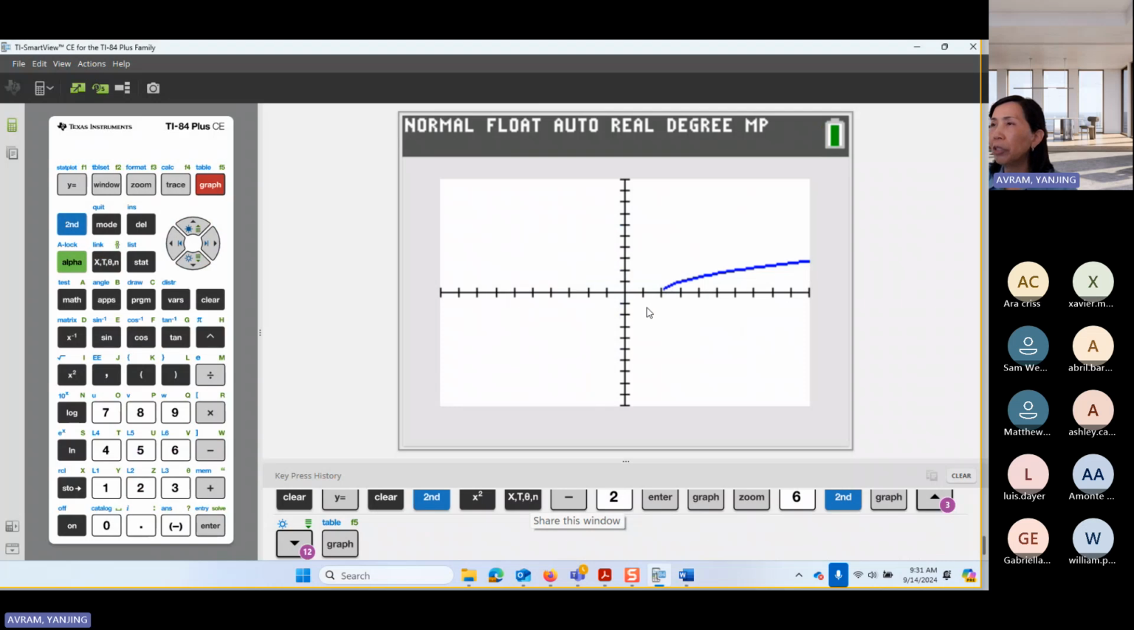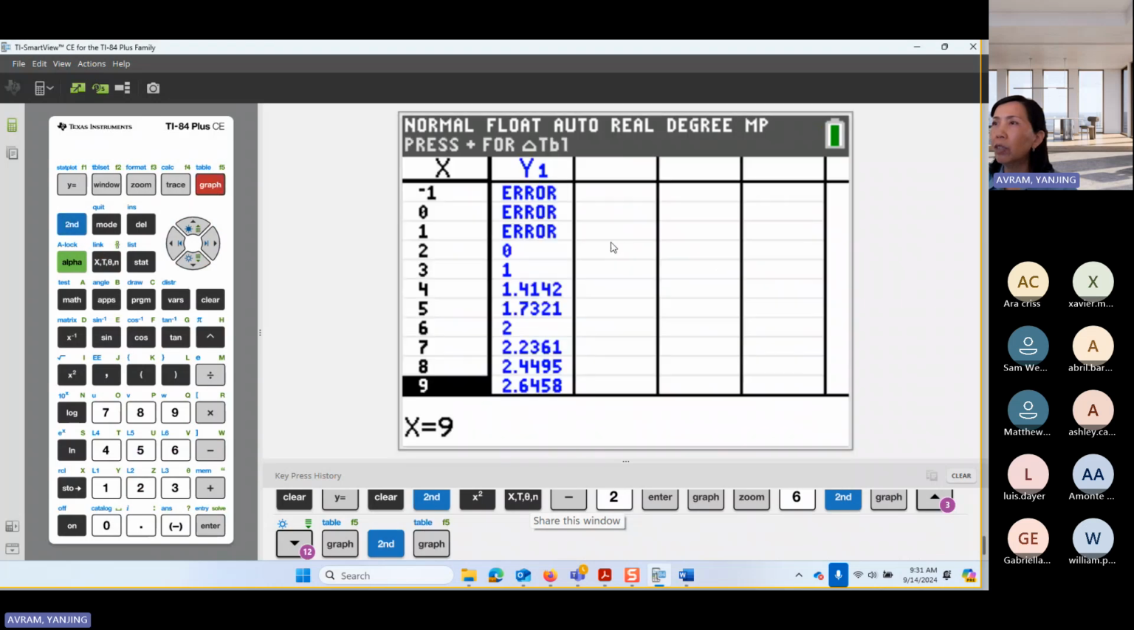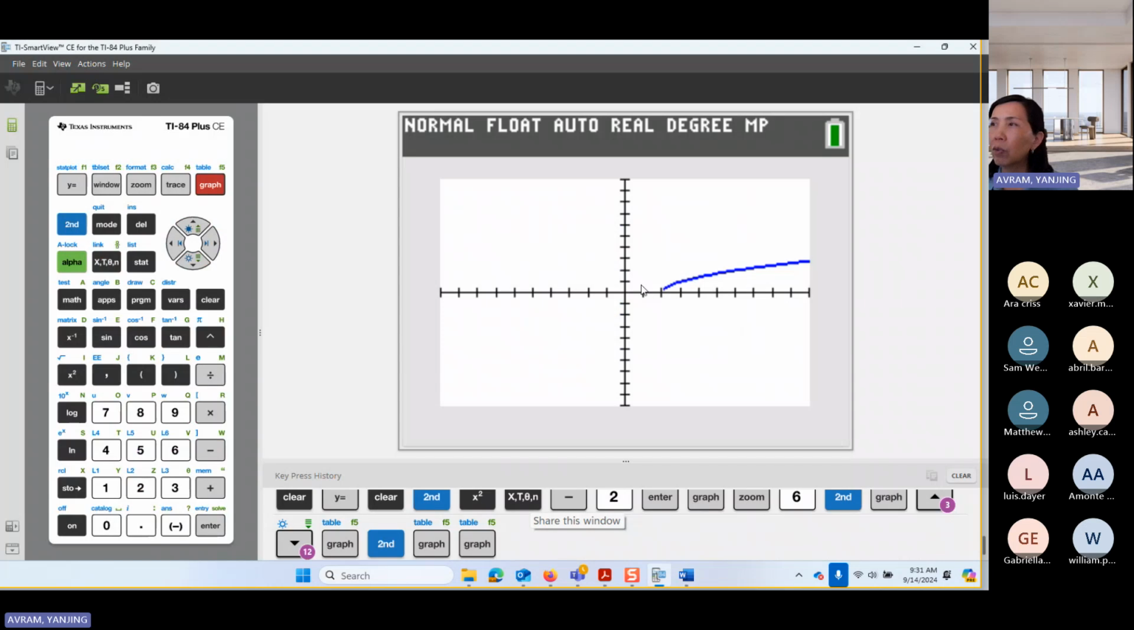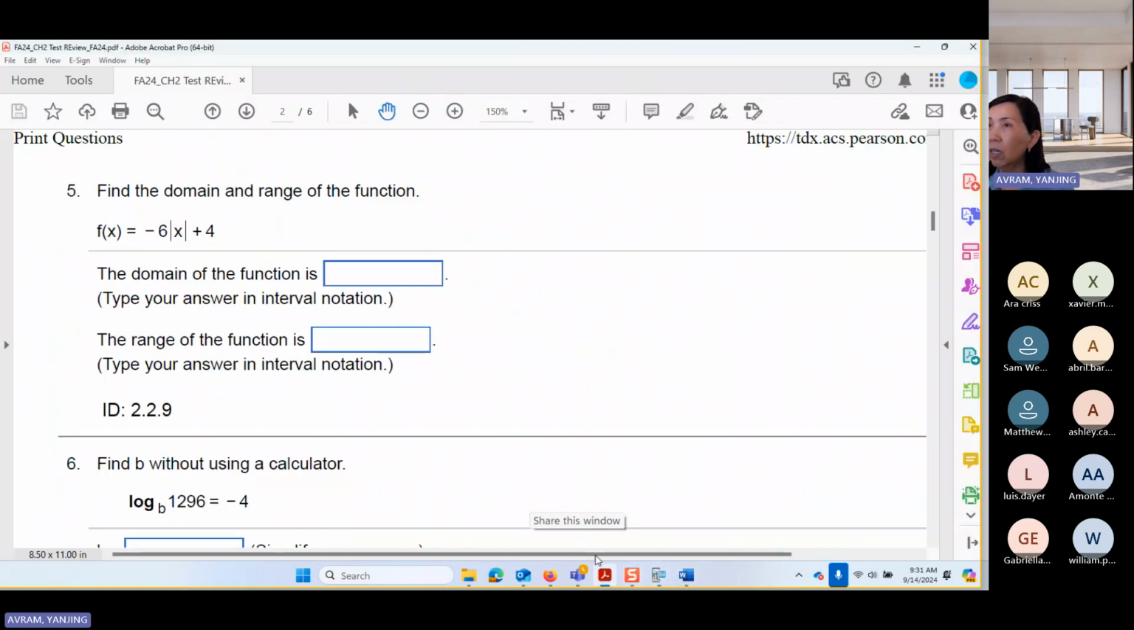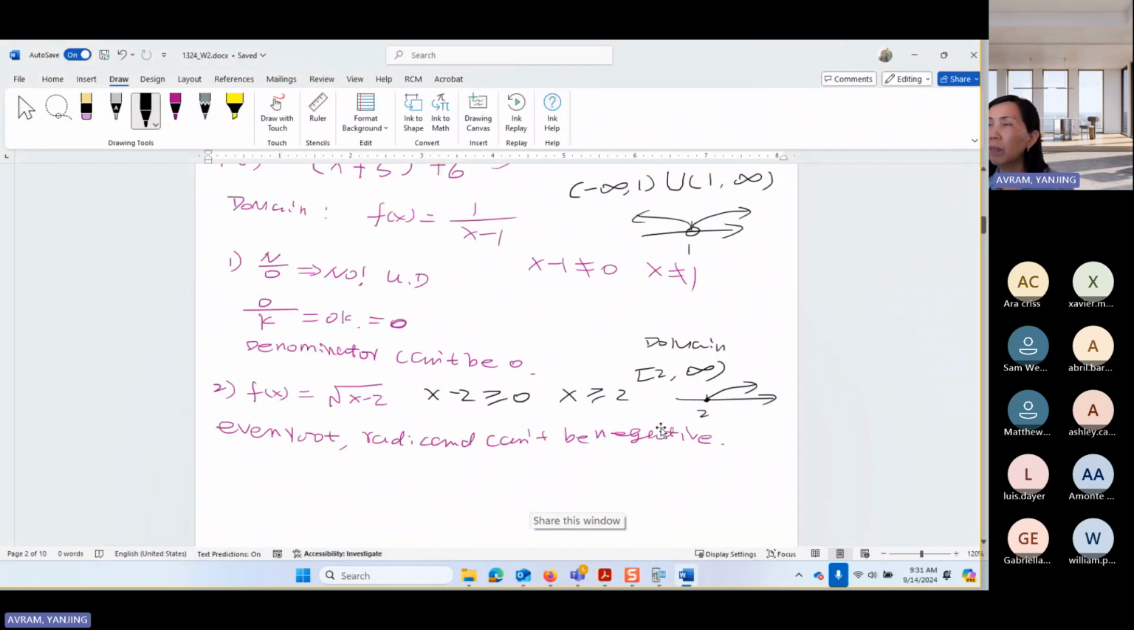And what is my range? Well, range is the y value. You can see from this value here, the minimum value of x is 2, so the minimum y value is 0. And you can see the graph starts from this point, y is 0, and y keeps going up. So it's an increasing function. That is my domain, and my range for this one will be from 0 to infinity.